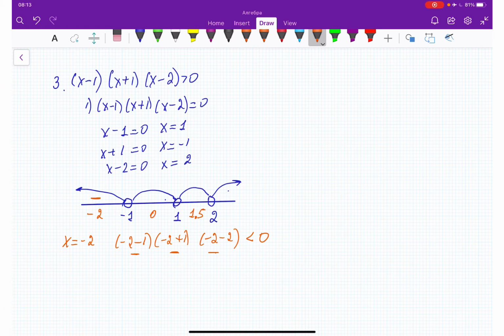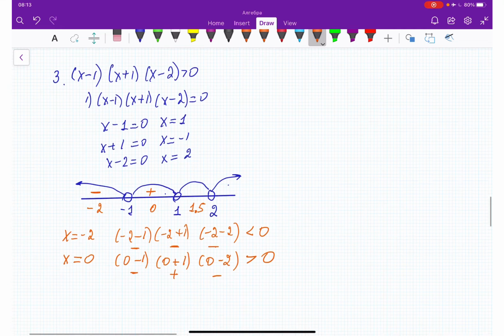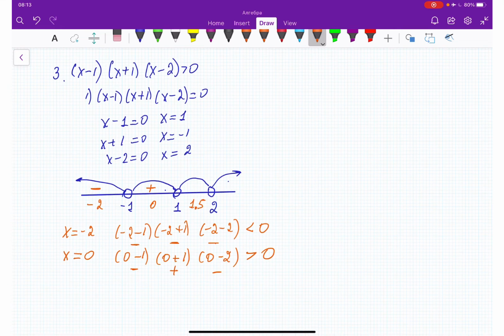Next, x is equal to 0. So 0 minus 1, 0 plus 1, 0 minus 2: negative, positive, negative. It's going to be positive. This piece is going to be positive. Looks like this piece is going to be satisfactory because we have greater than 0.